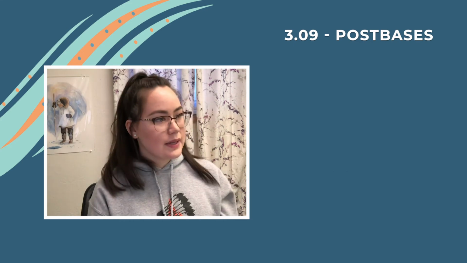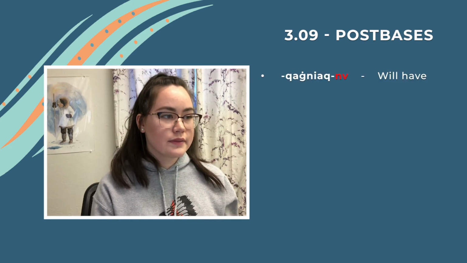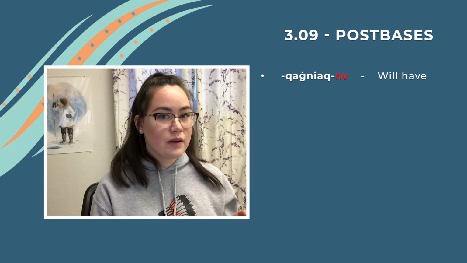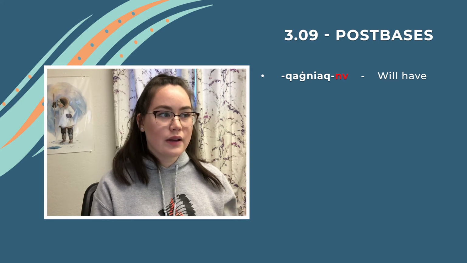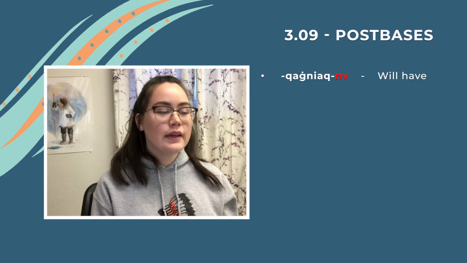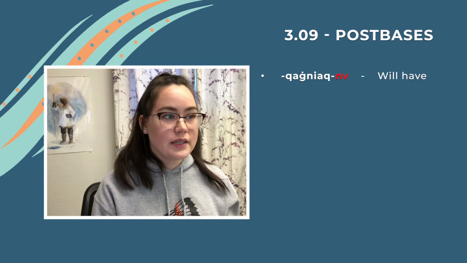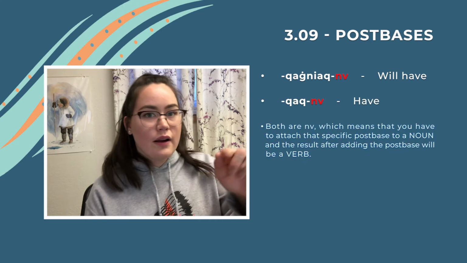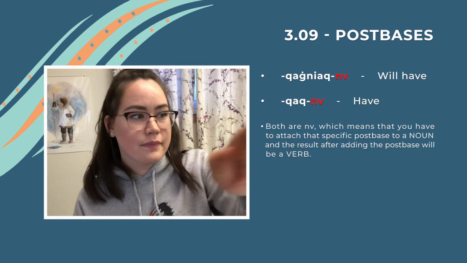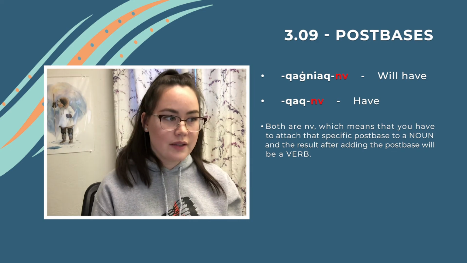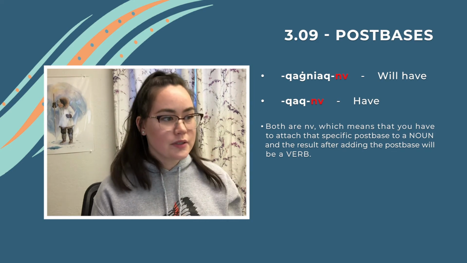The next postbase is karnak, which also has an NV attached to it. So with the same one, you have to apply a noun stem word, and the result will be a verb, something that will make it a verb. This one, karnak, means will have. Both are NV, like I mentioned, which means that you'll have to attach that specific postbase to a noun, and the result after adding the postbase will be a verb.